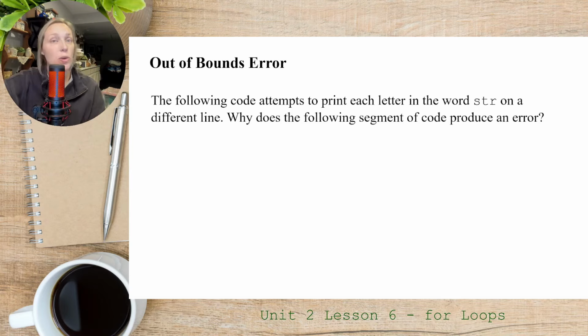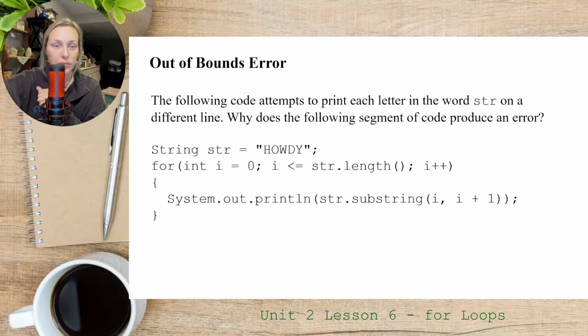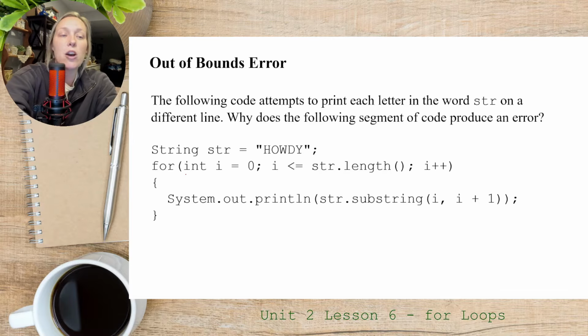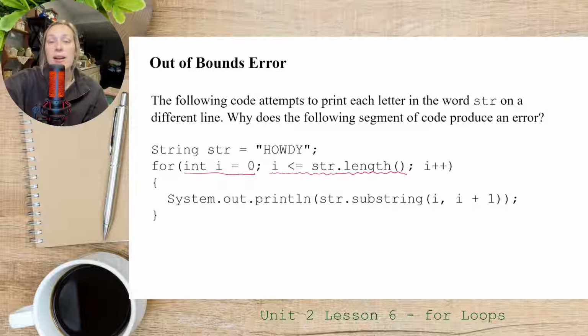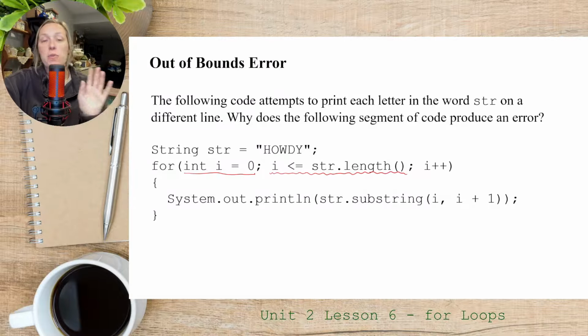Okay, so let me show you how we use a for loop to go through a string. Okay, so the string str, I just put howdy. Okay, so what's going to happen is our initialization, i is 0. And then look here, our condition is i less than or equal to str.length. Okay, less than or equal to str.length. So that's going to be the way we code in, saying we are going to go through the length of the string, okay, the string howdy.